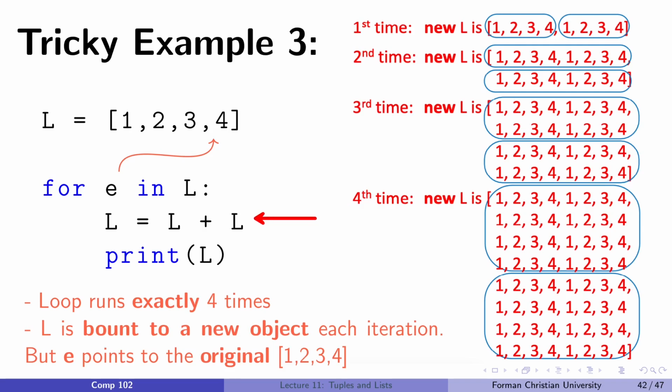this is a reassignment. It's not a mutation. It creates a brand new list and points L to it. But the loop's iterator is still walking through the original list that's in the memory that it originally pointed to, that you see here. And the original had 4 elements, so the loop runs exactly 4 times.